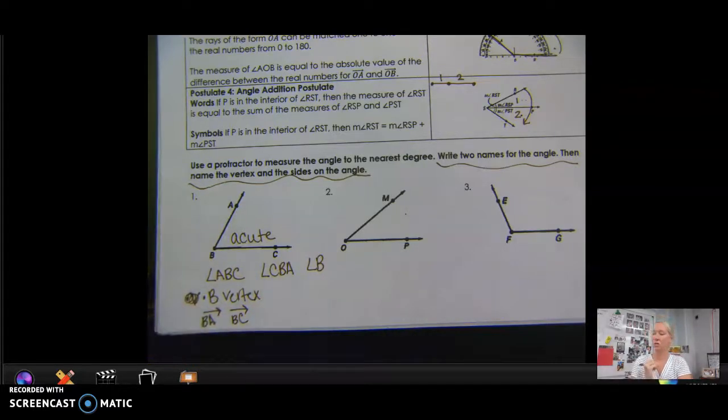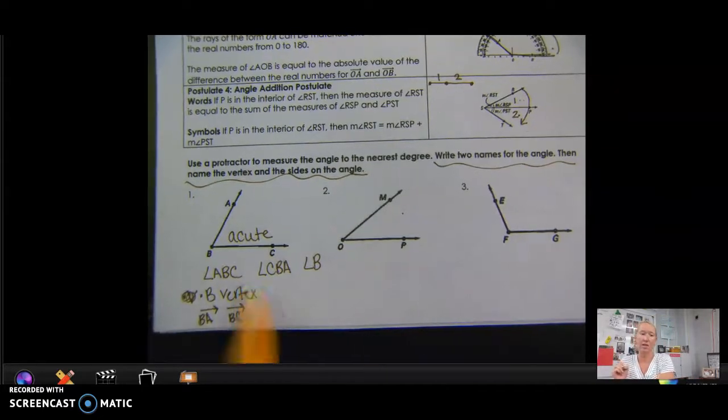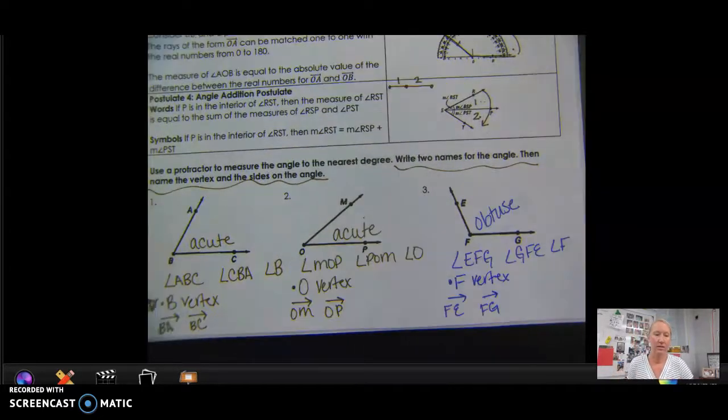What I want you to do is pause me, and do number 2 and number 3 the same way that we did number 1. Unpause me when you're done. Okay, so I went ahead and did number 2 and number 3. 2 is acute, 3 is obtuse.